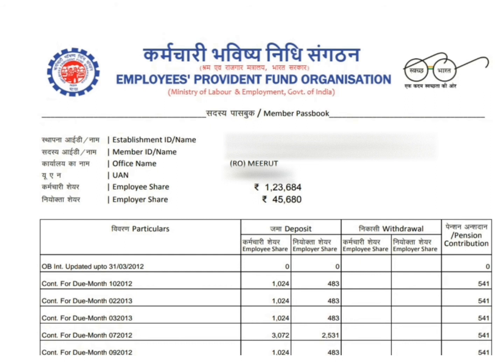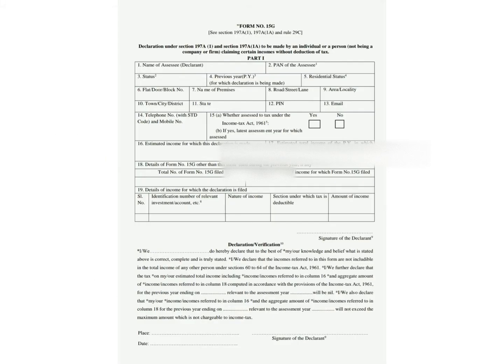Okay, 1,23,684 is 12% of yours, that is deducted. So write here the total of both payments, yours and your employer's, on point number 16. Now in point number 17, what is it? Estimated total income of the previous year in which income mentioned in column number 16 to be included.